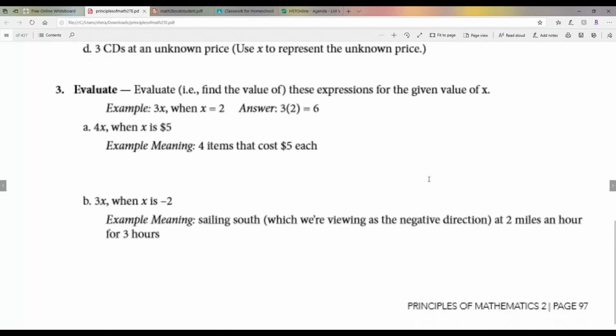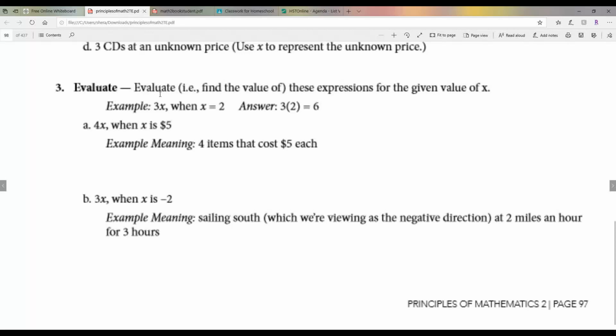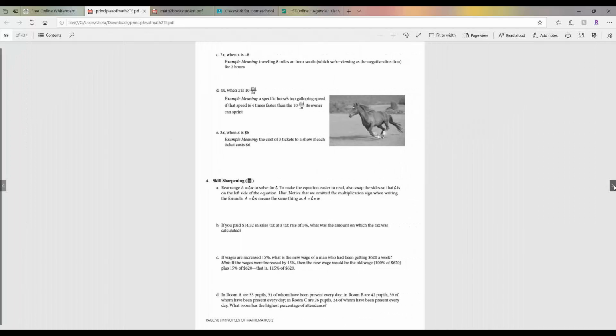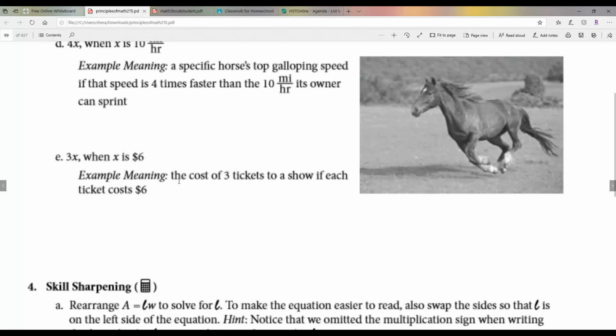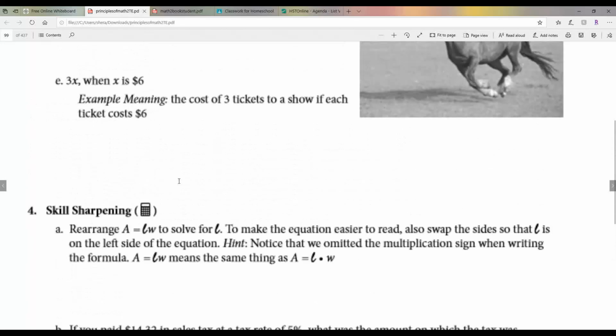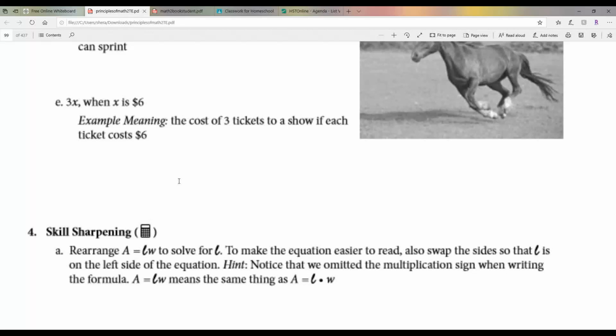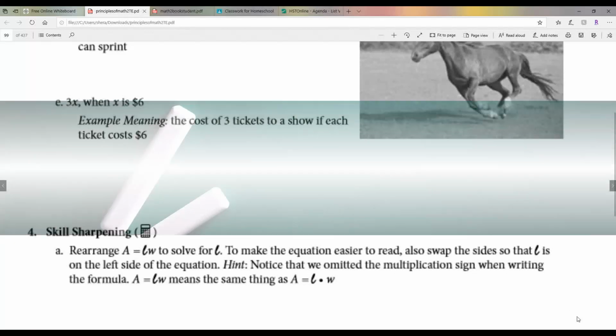Now on part 3, evaluate. I.e. means find the value of. So find the value of these expressions. It tells you what x equals, and you just write down what the answer would be. Easy peasy. On the next page, you've got C, D, and E, a little bit more from the first page, and then you've got a skill sharpening section. I'm not going to grade anything in this, so just let me know if you need any help. This is a very, very important lesson, so I want to make sure that you get this down really good. So again, let me know if you need any help on it, and that'll be all for today.